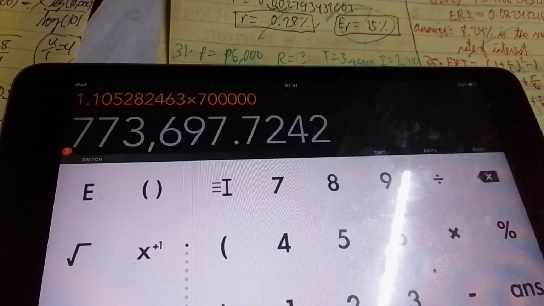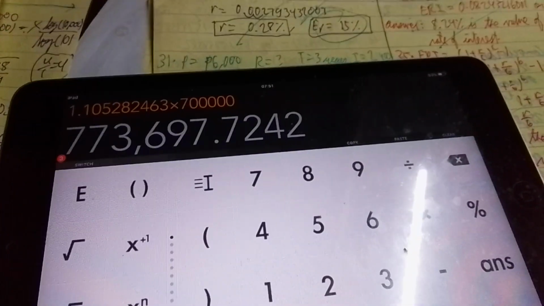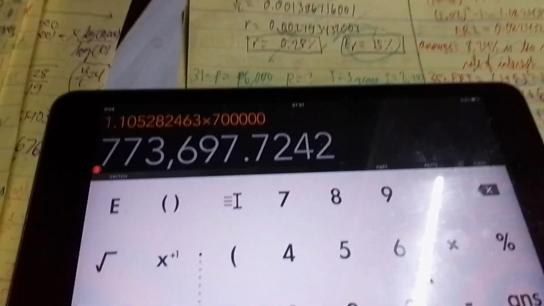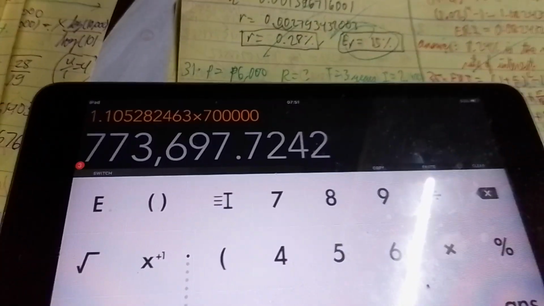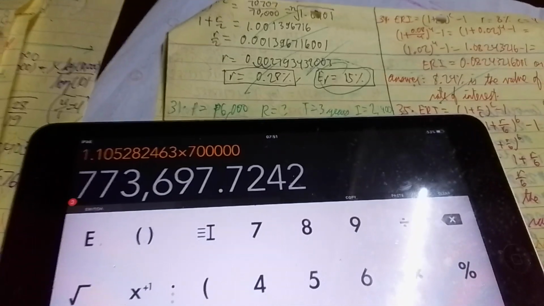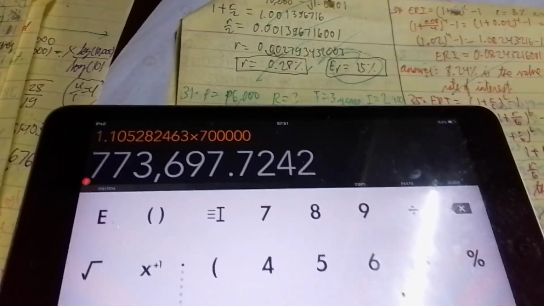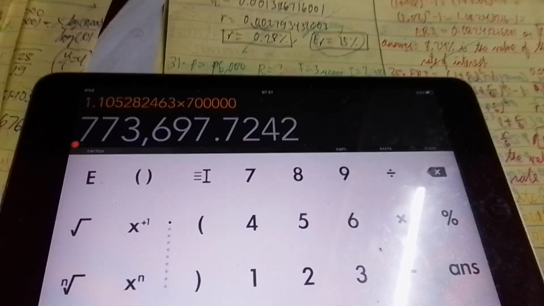Pero di bale, I think that's how we get the answer because that's not really how accurate it can be. Kaya don't always trust the rounding off criteria because most of the time when you round it off, you may not seem to get an accurate answer. And yeah, that's it, guys.